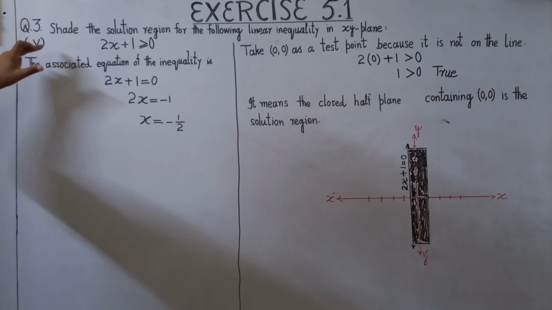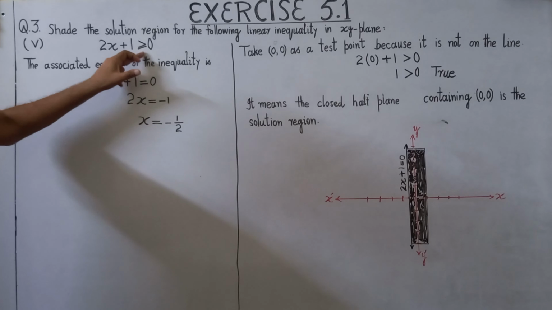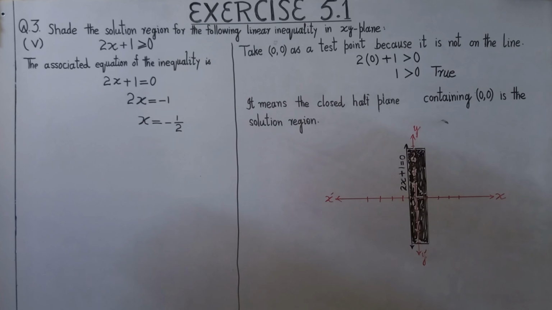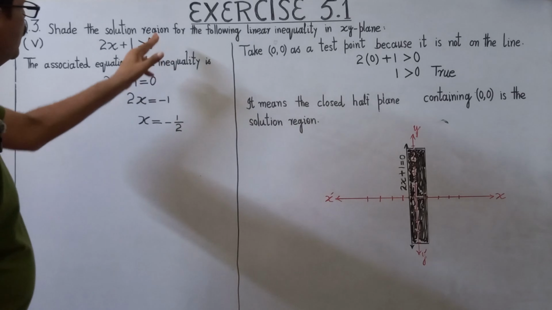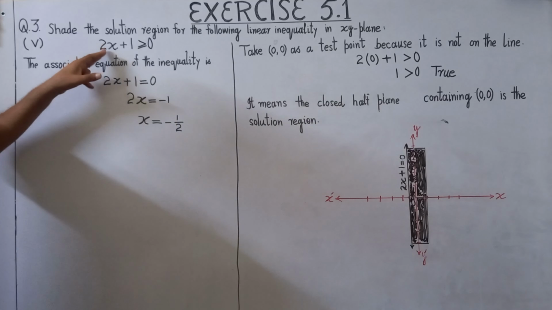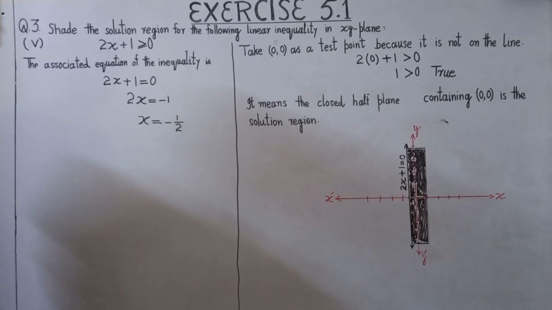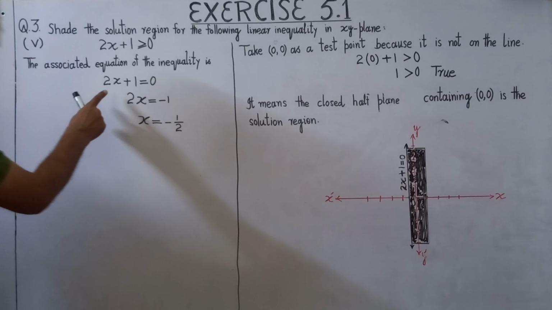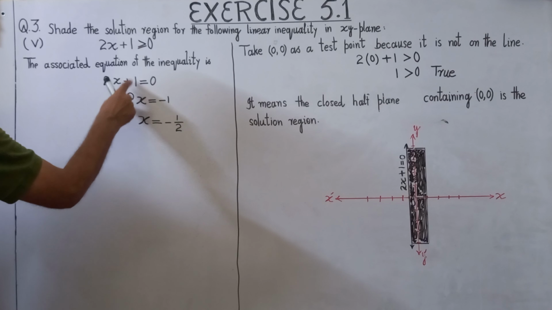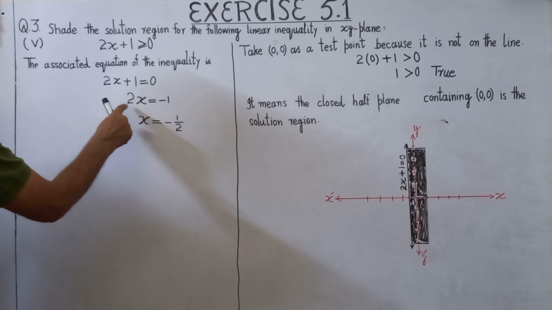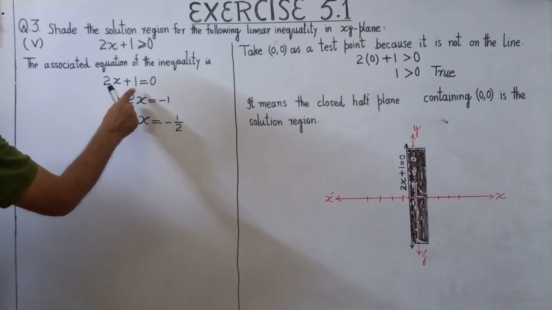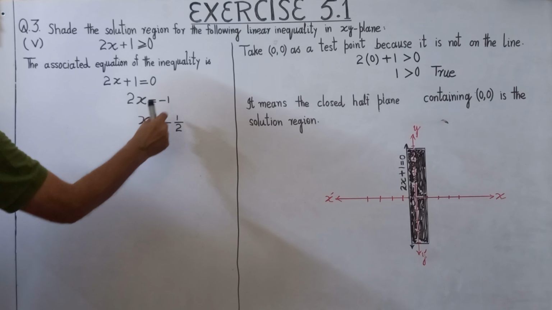Question 3 part 5. 2x plus 1 is greater than or equal to 0. The associated or the corresponding equation of this inequality is 2x plus 1 is equal to 0. 2x is equal to minus 1, that is, transpose the constant to the right hand side. Dividing both sides by 2, 2 cancelled with 2, x is equal to minus 1 over 2.